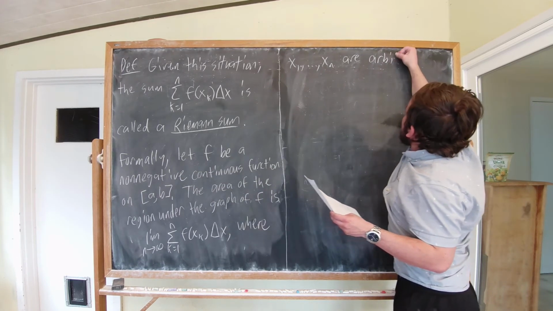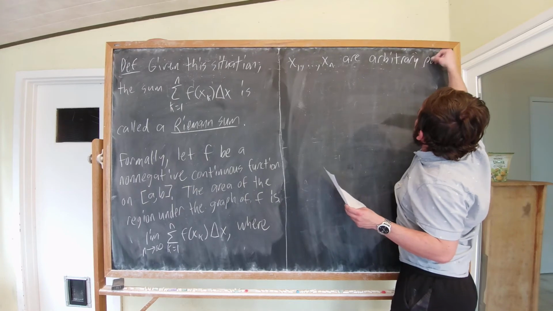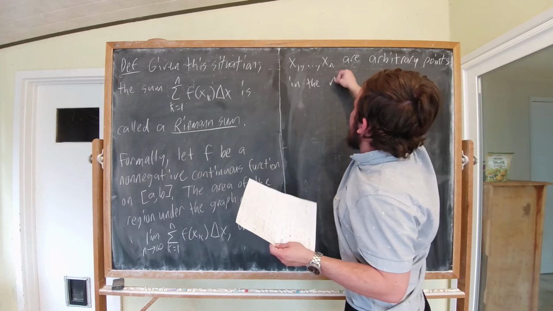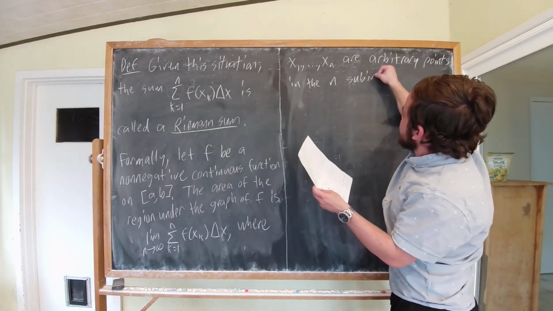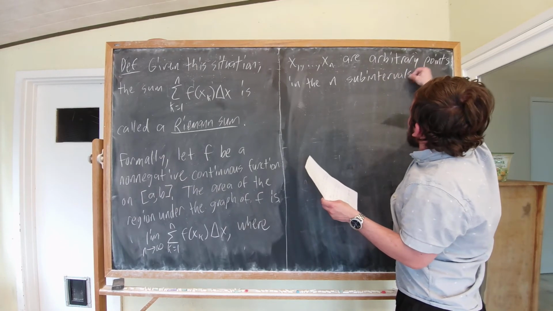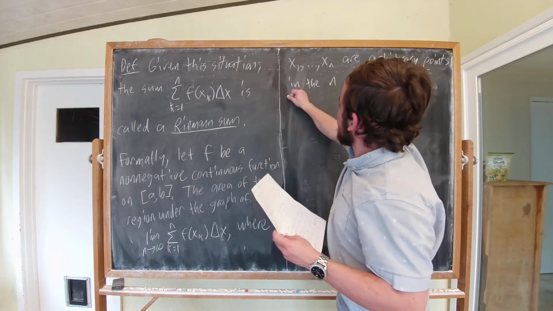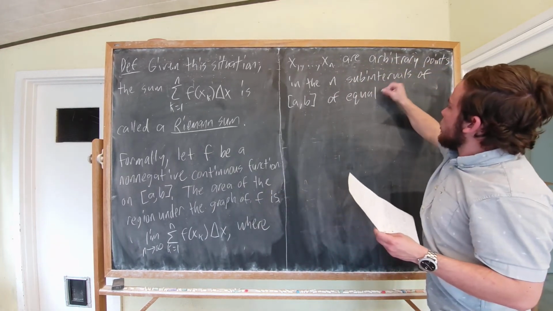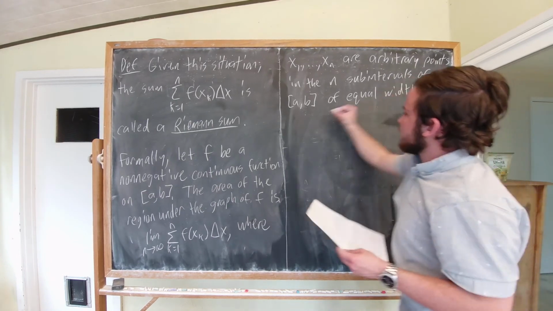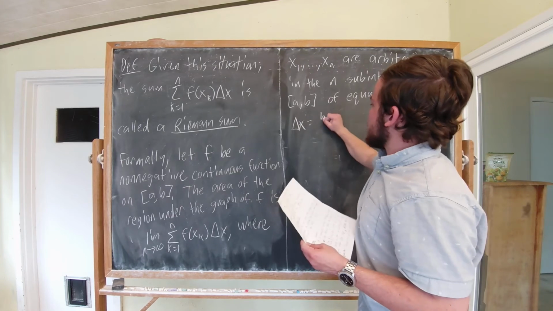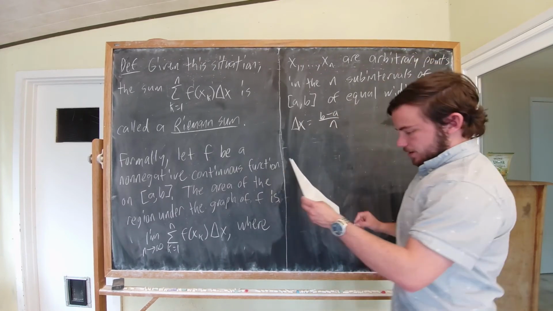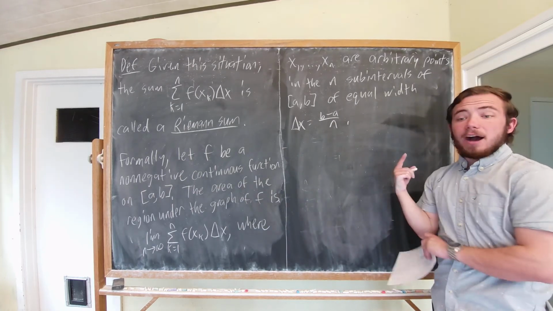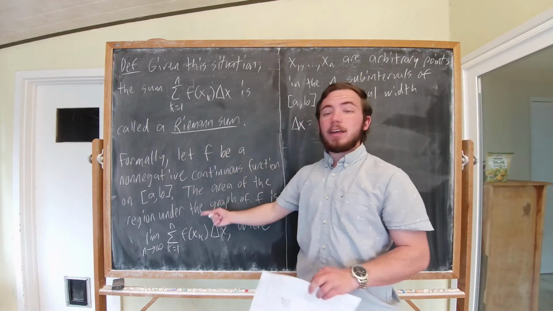So they're arbitrary points in the n subintervals of a to b. And each subinterval has equal width delta x, which is equal to b minus a divided by n. All right, so how does this all fit into what we want?